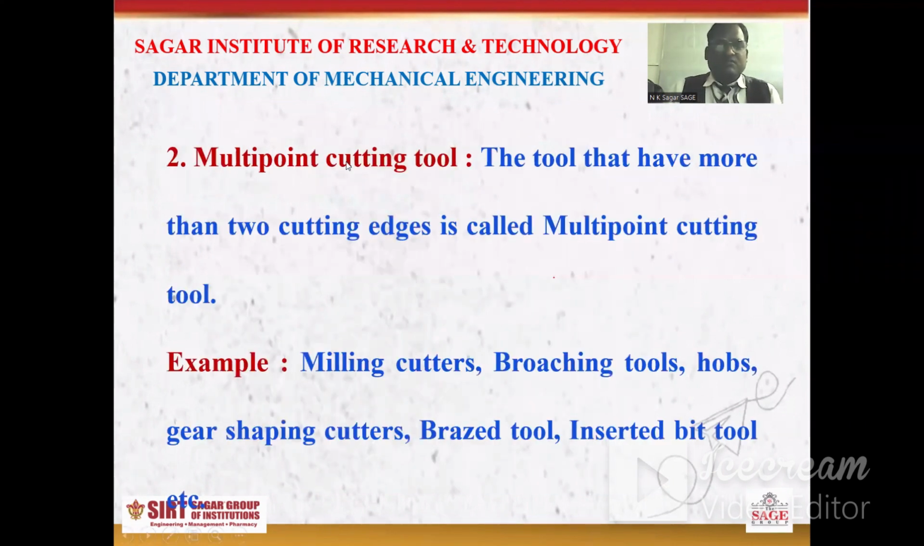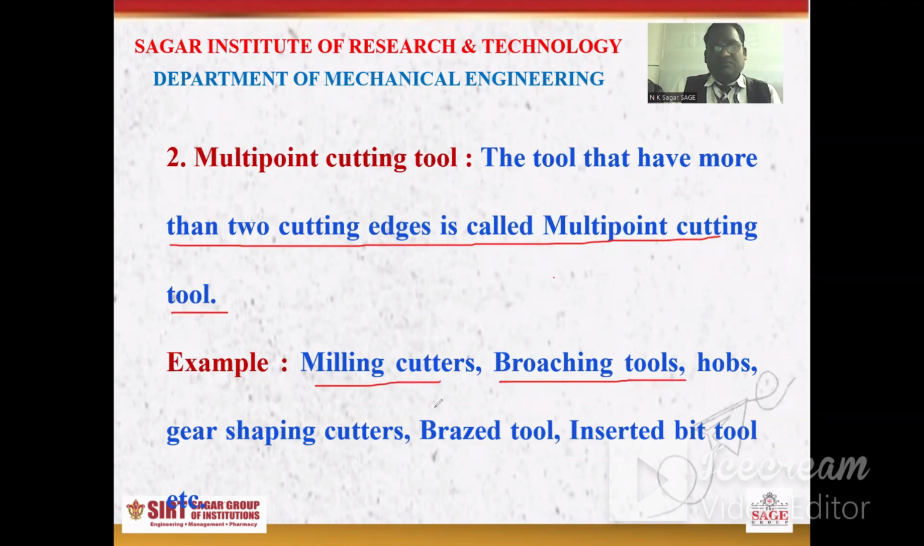Now, second is the multi-point cutting tool. What do you mean by multi-point cutting tool? A multi-point cutting tool is a tool that has more than two cutting edges. The examples of multi-point cutting tools are milling cutters, broaching tools, hobs, gear shaping cutters, brazed tools, inserted bit tools, etc.